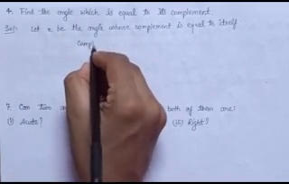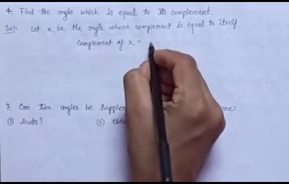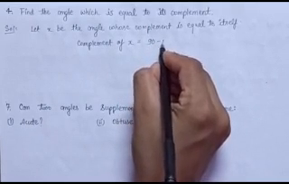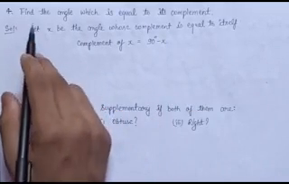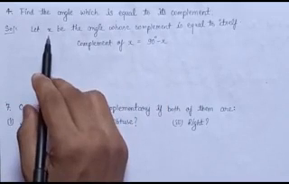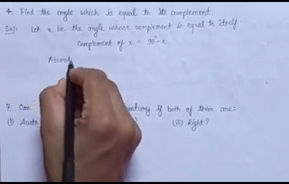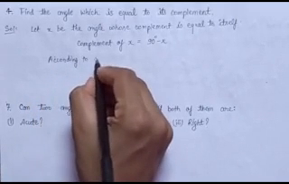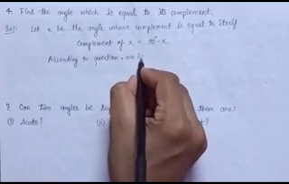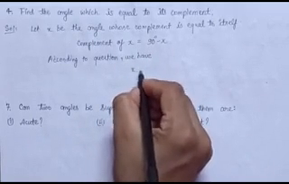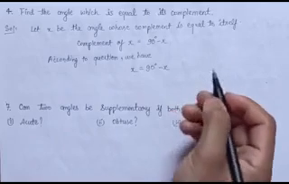Complement of x is equals to 90 minus x. Okay. Now, according to the question, we can say that x is equals to its complement, that is 90 minus x.